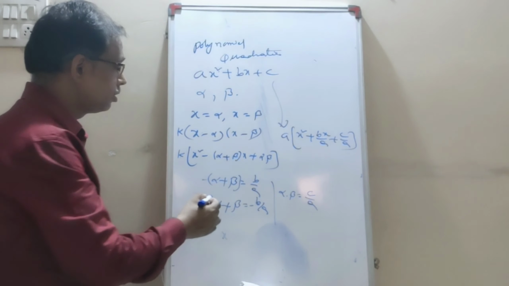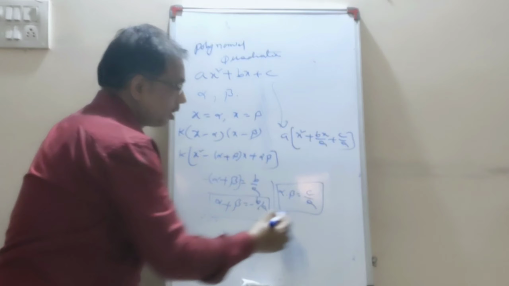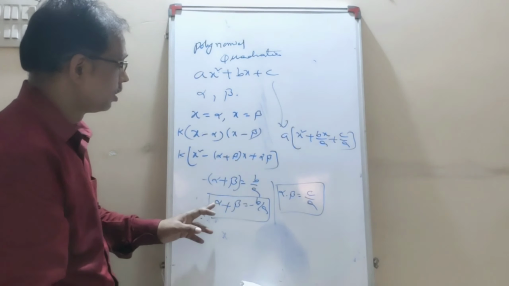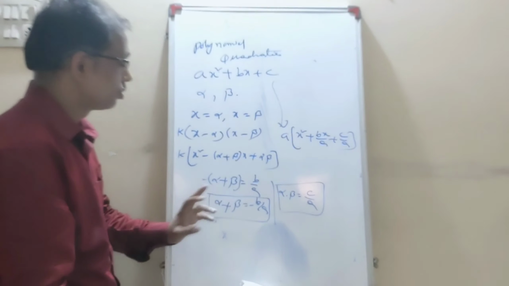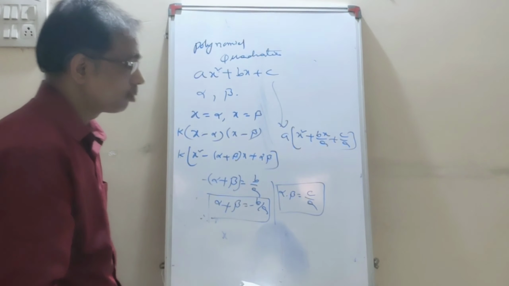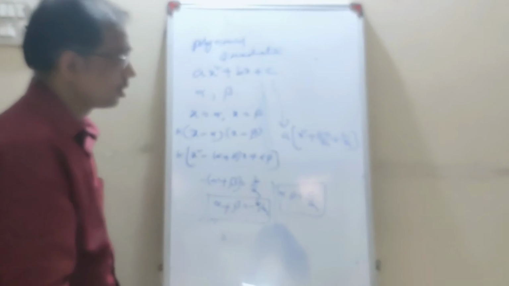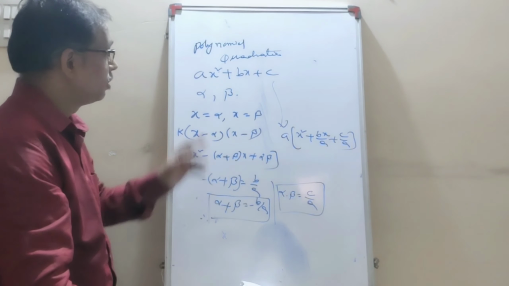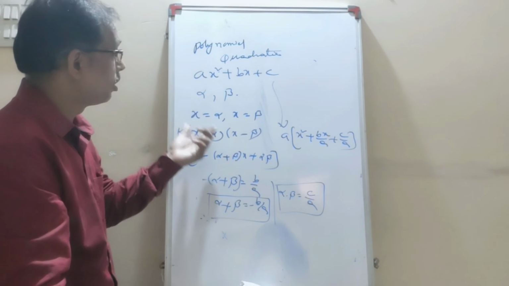So with respect to that, we mainly concentrate on this alpha plus beta and alpha into beta, that is the sum of the zeros and the product of the zeros. So we will ask the questions on this sum of the zeros and the product of the zeros. So that means ax square plus bx plus c is the quadratic polynomial. If it has two zeros, they may be alpha and beta.